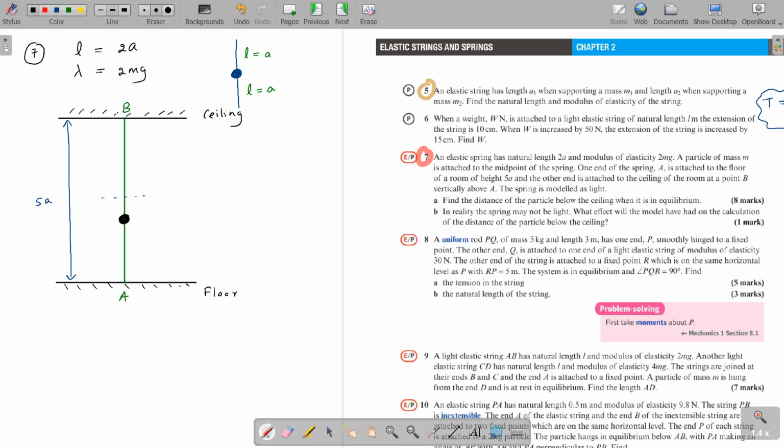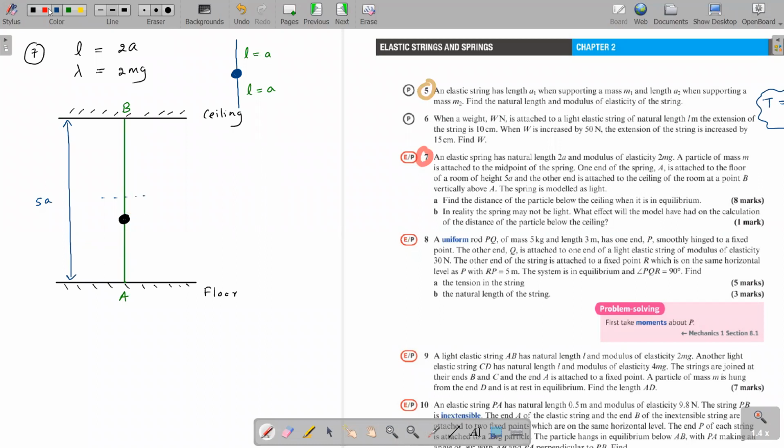Now the thing is, let's mark all the forces. What are the forces we have? I told you to consider this as two separate springs. So you have the spring at A and you have the spring at B. Are you with me? So what are the forces we have?